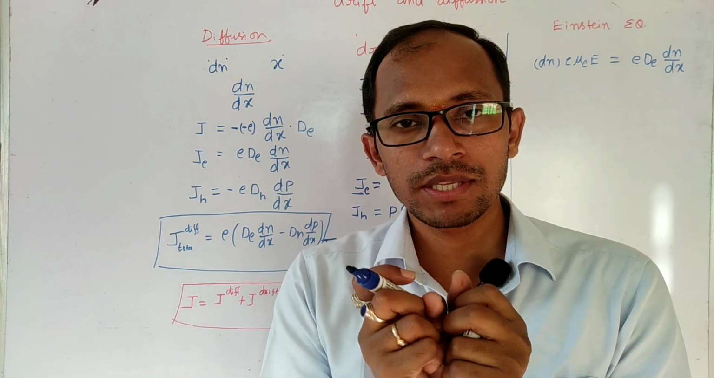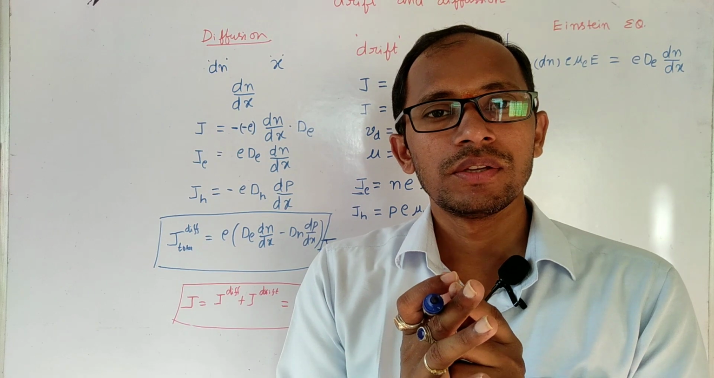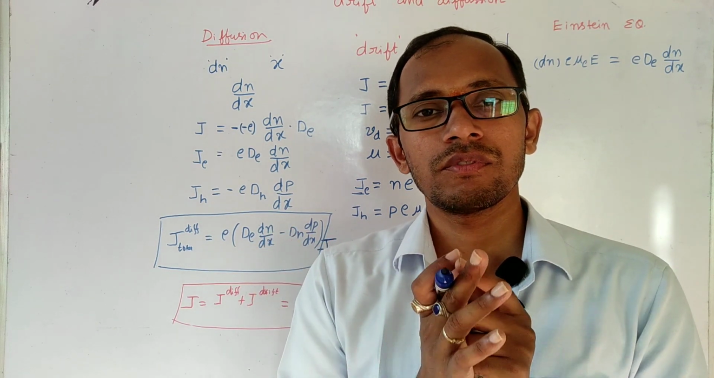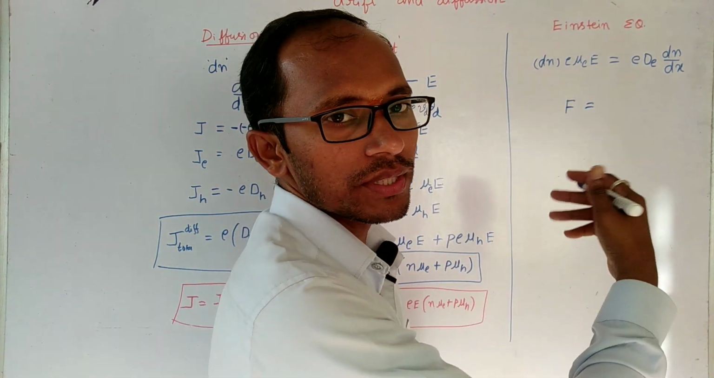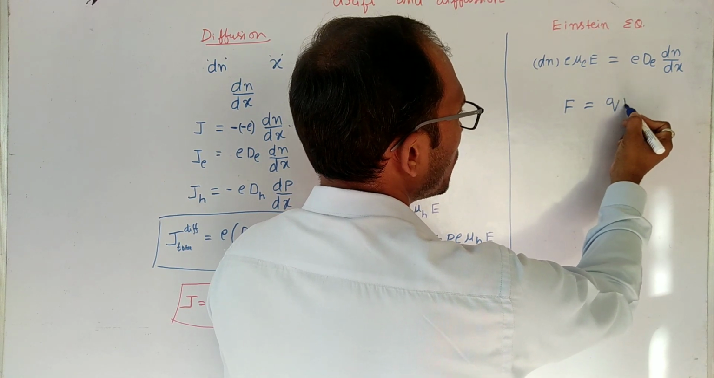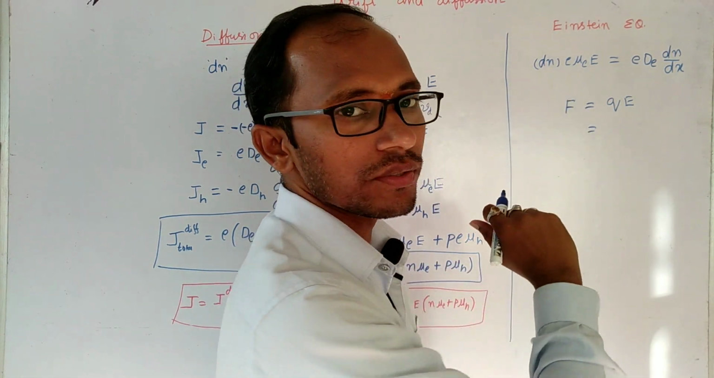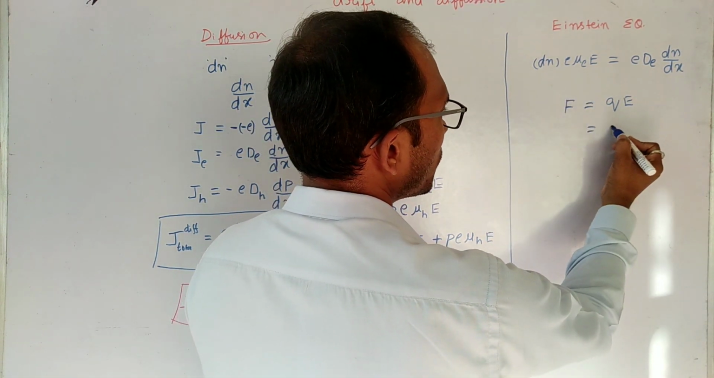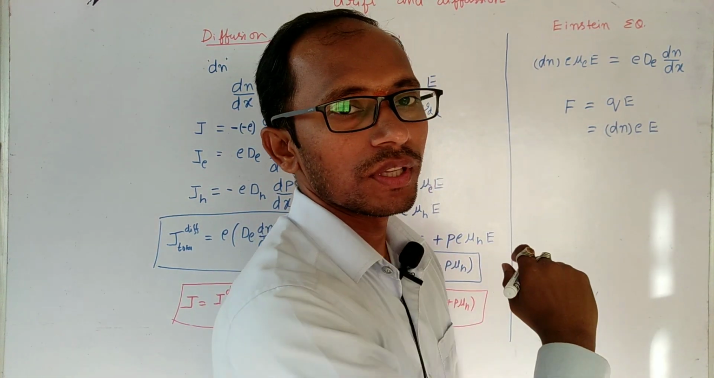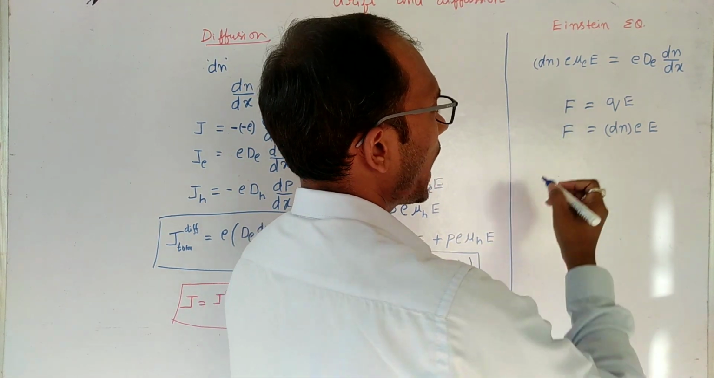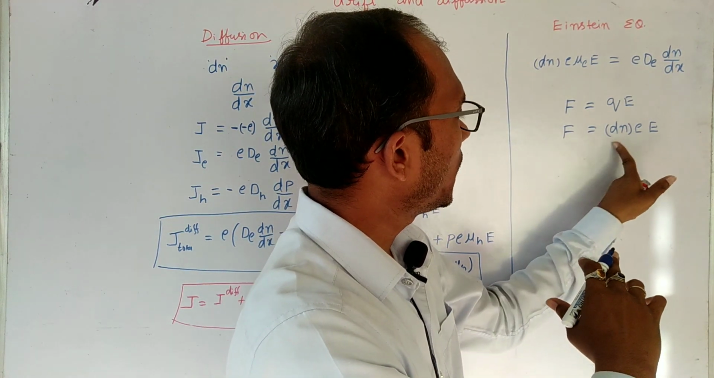Whenever these are equal, one is pulling one side and another is pulling the other side. So there is a force which always tries to restore the balance. What is that restoring force? We can write the force acting on charge carriers as Q into E. Here the charge is, for a small change in concentration of the electron, dn into e, so dn into e into E. This is the force acting on the charge carriers, so this is the restoring force.